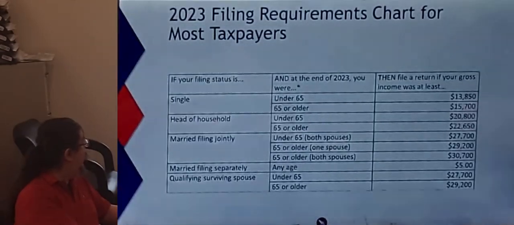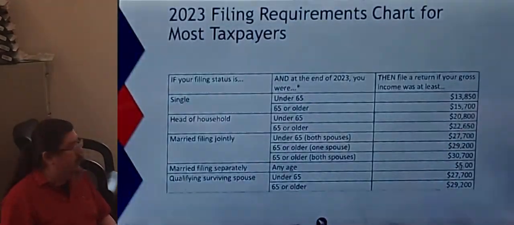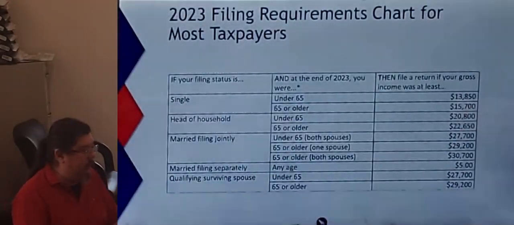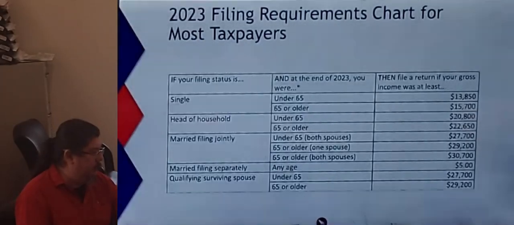Okay, here's our filing requirements chart from way back from chapter 1, and we'll notice that married filing separate at any age, you're required to file a tax return at $5 of income, and that's because you don't necessarily get a standard deduction.